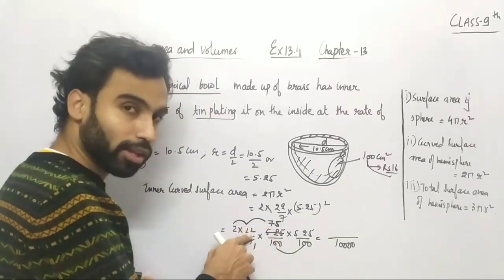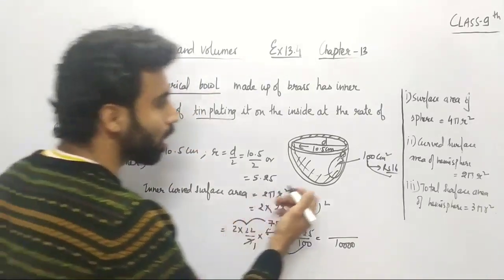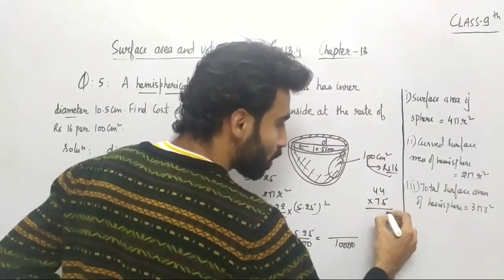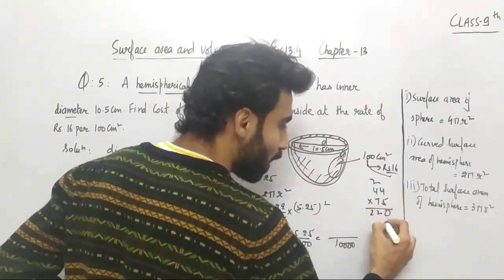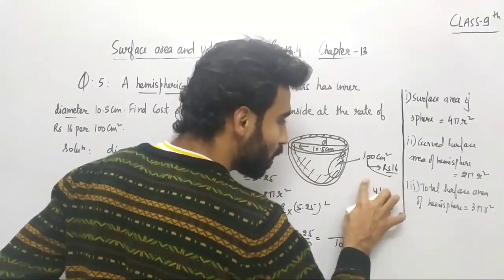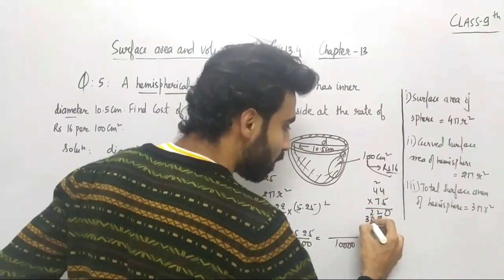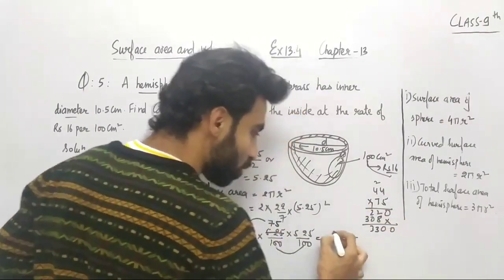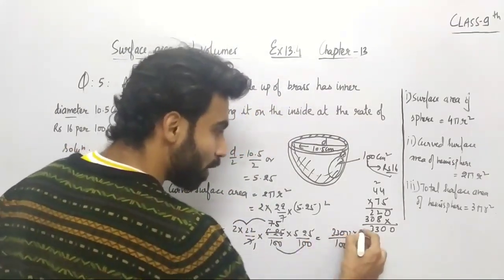So 2 into 22, how much is that? 44. 44 into 75. So let me just check out here. So 44 into 75, right? So 5 4s are 20, 0, 2 carry. 5 4s are 20 plus 2, 22, right? Now multiply, 7 4s are 28, 8, 2 carry. 7 4s are 28 plus 2, 30. So there will be 0, 10, 1 carry. There will be 3 3. So 3300, right? Now into, you can see 525.